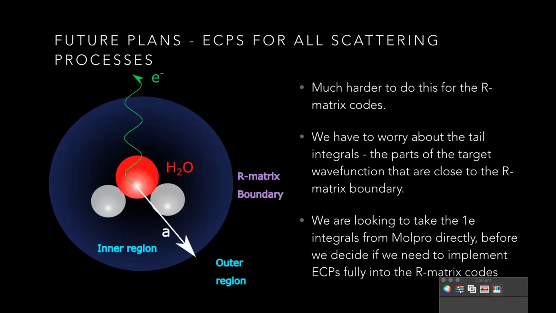So our first approach is going to be to just simply take one electron integrals from MolPro directly, because these will already have the ECP included in them, and just read those in instead of calculating them ourselves, which only works if the ECP is nowhere near the boundary of our R-matrix box.